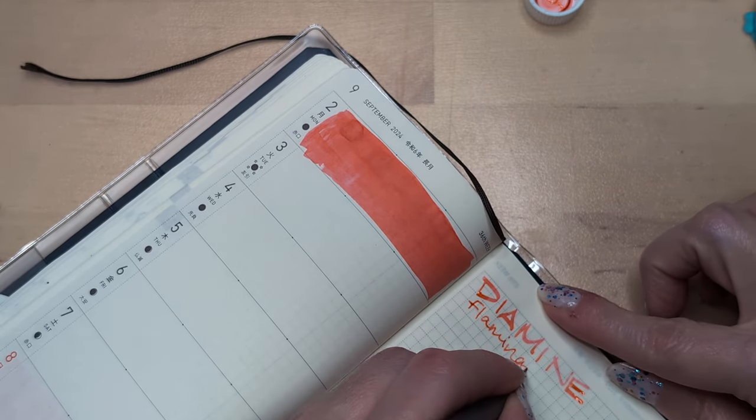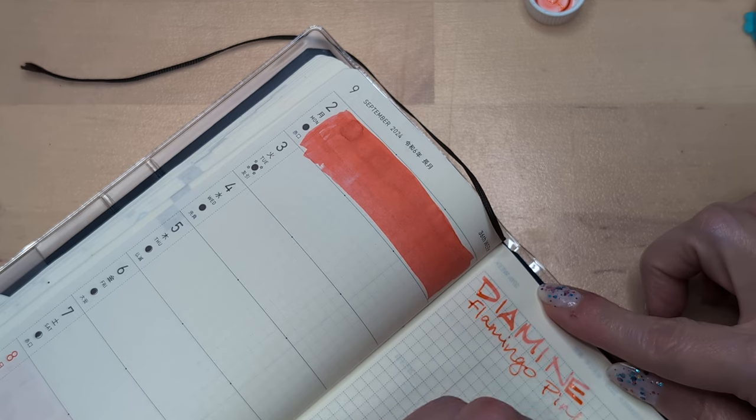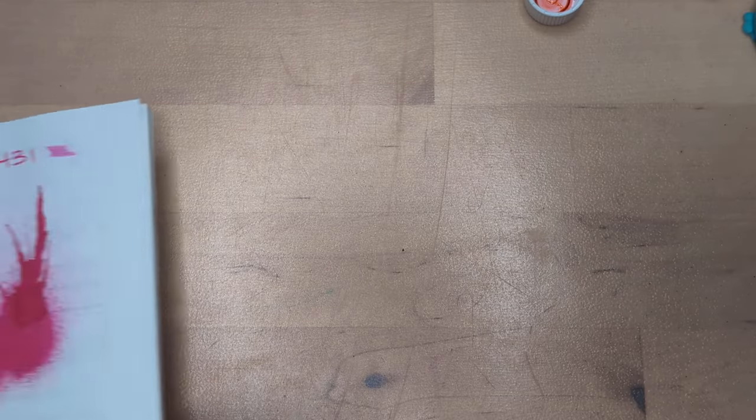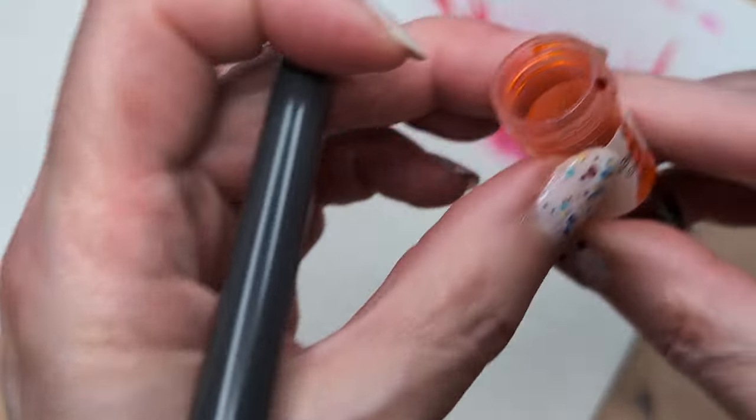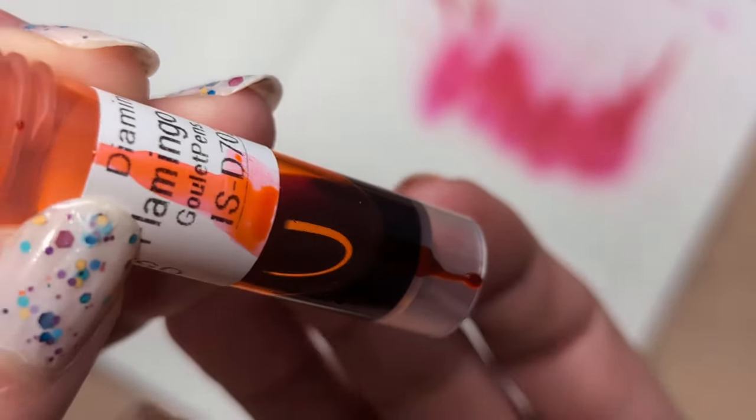Flamingo pink. Oh, I don't know if y'all saw that, but oh well, right? Oh well. Oh well indeed.